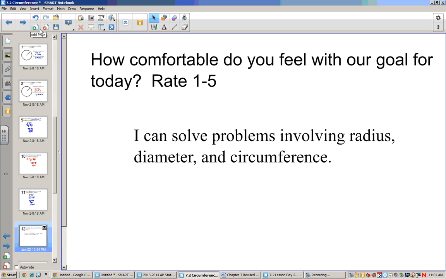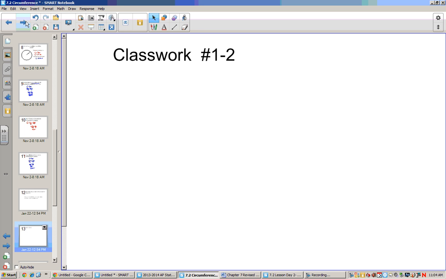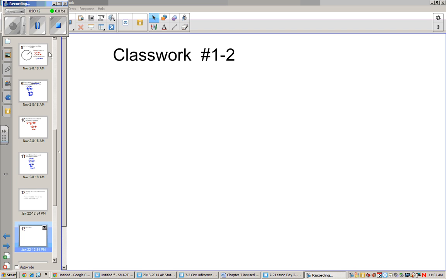All right. Now we're through today's lesson, and I want you to rate on a scale of 1 to 5 how comfortable you feel with the objective today. Are you able to solve problems involving radius, diameter, and circumference? Now, in class, we have two problems that we're going to do. So you can work on these and then talk to your teacher and see if you're doing them correctly.